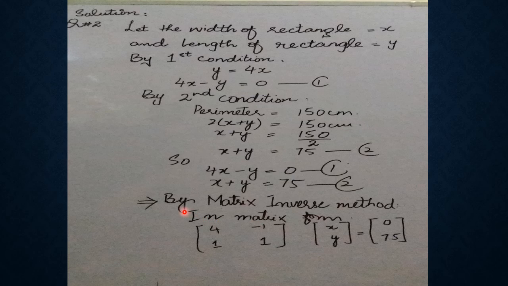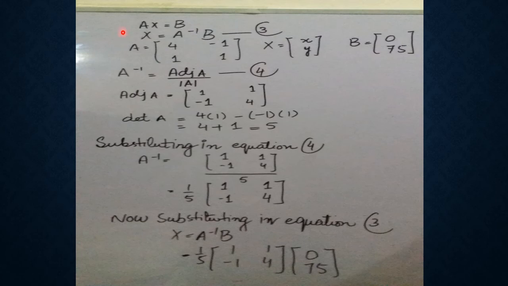Now first solve these equations by the matrix inverse method. In the first step, write the equations in matrix form. You know that Ax is equal to b, so x is equal to A inverse b. First you have to find the A inverse and then multiply it with b. A inverse is equal to adjoint of A divided by determinant of A. In the adjoint we swap the diagonal values and change the sign of the non-diagonal values.